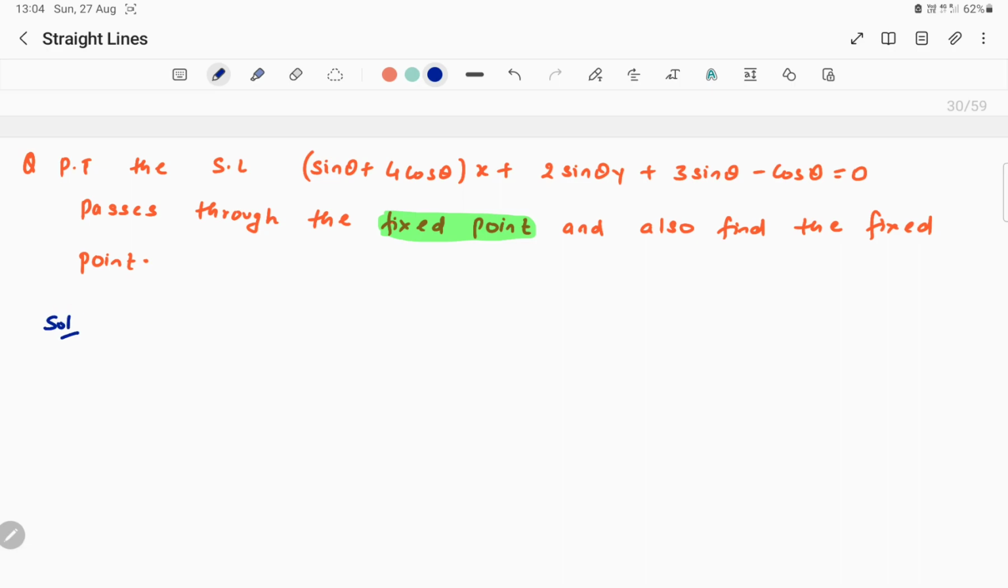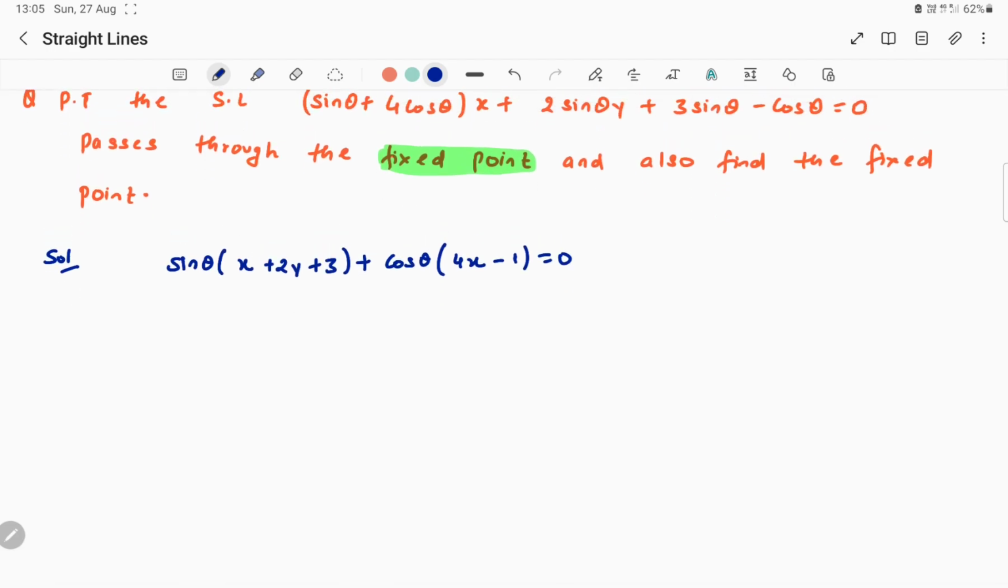Solution. So if you take sine theta common, what do you get? You get x, then you get 2y and plus 3. And when you take cos theta common, what do you get? You get 4x. There is no y term, so no problem. And we get here minus 1 equal to 0.